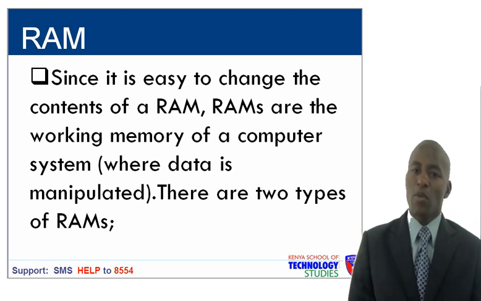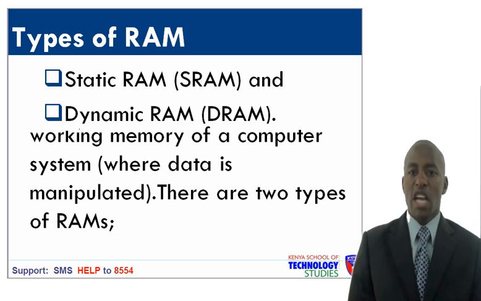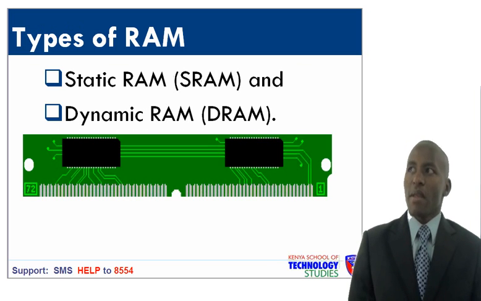There are two types of RAM. Basically there are two types of RAM. But as you continue furthering on, especially in this course of IT, you will realize that we also have more than two types of RAM. But basically here we are going to look at two types of RAM. The first one being static RAM, that is SRAM, and dynamic RAM. Down there we have a typical picture or graphic of a simple RAM.